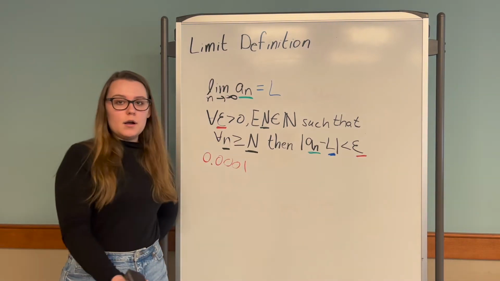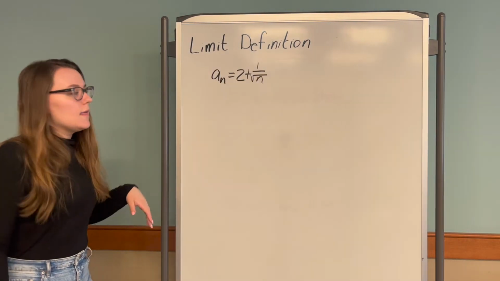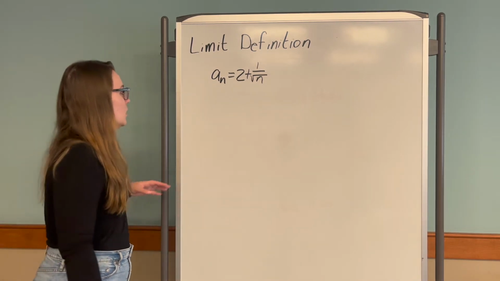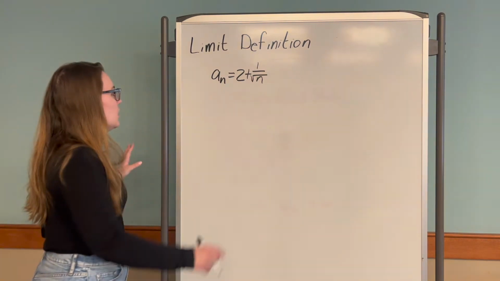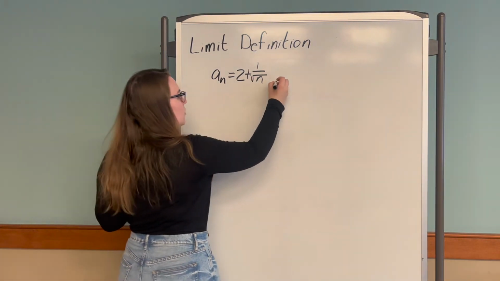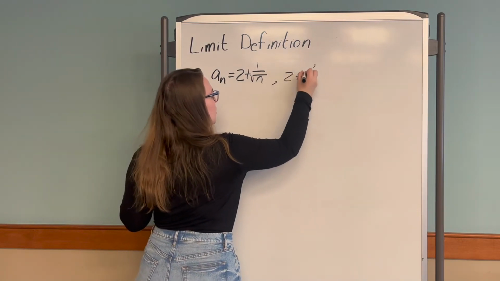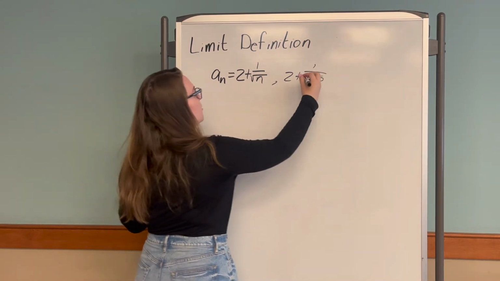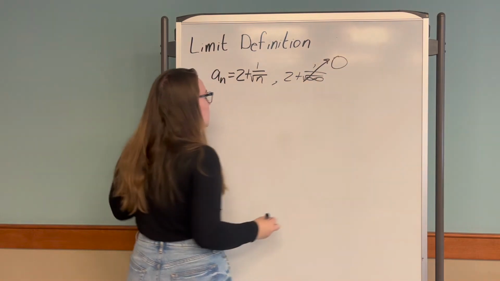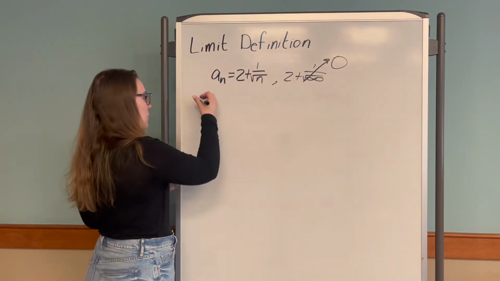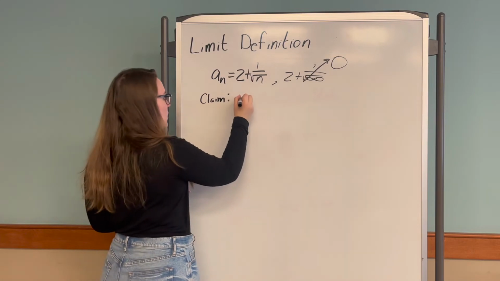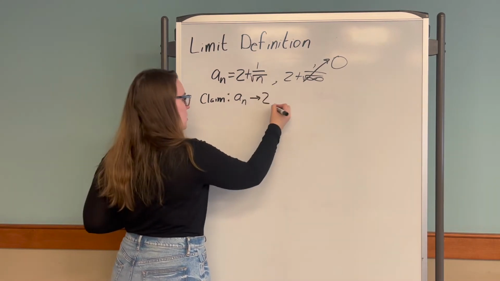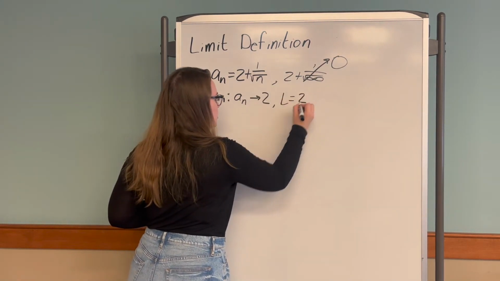So let's go ahead and apply our definition to an example. Let's say we want to look at this sequence a_n equals 2 plus 1 over the square root of n. Just by looking at it, we can see that when n goes to infinity, we end up with 2 plus 1 over the square root of infinity. So this is a huge, huge number on the bottom, which means that this goes to 0. And therefore, our claim is that a sub n goes to 2, that our L is equal to 2.